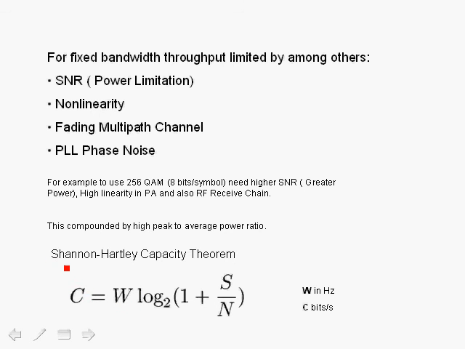This expression also shows the trade-off between bandwidth and capacity. That is, we can trade signal to noise ratio for bandwidth, and this is used in spread spectrum, for example. We won't get into much of this detail, and we will defer that to later.